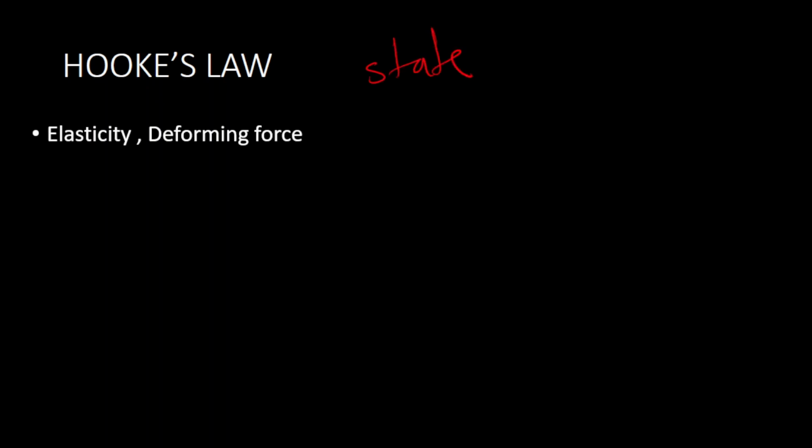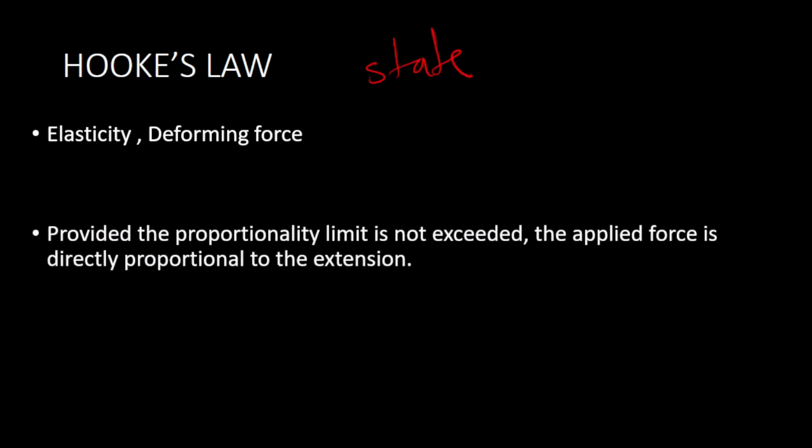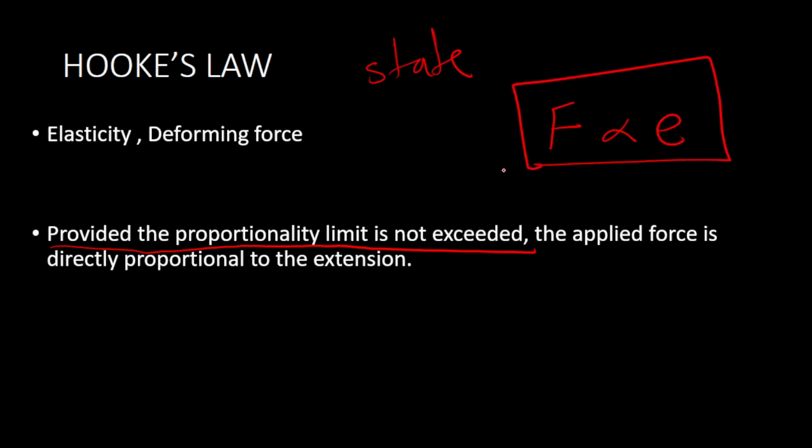What's the idea behind Hooke's law? Well, the condition is, provided that the proportionality limit is not exceeded, the applied force, so we can say F, is directly proportional to the extension. So we can write it mathematically as this. Provided the proportionality limit is not exceeded. So what happens when the proportionality limit is exceeded?